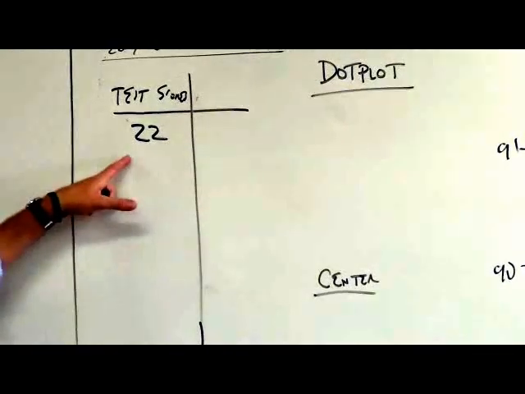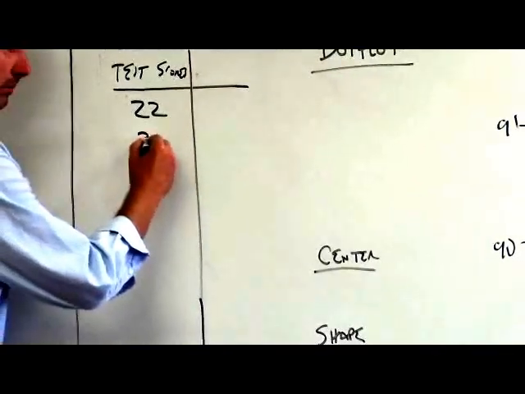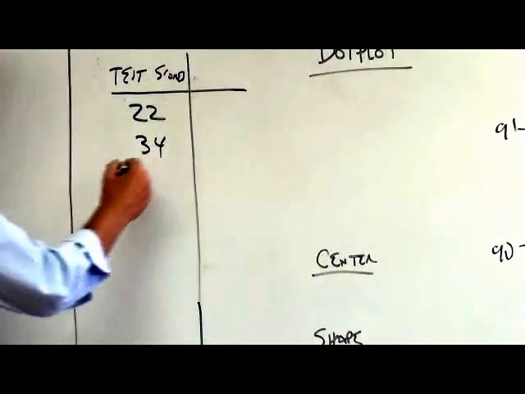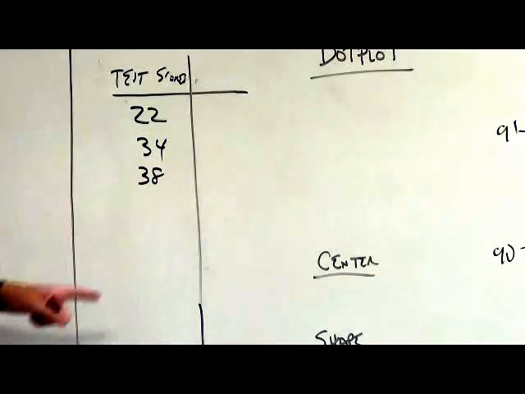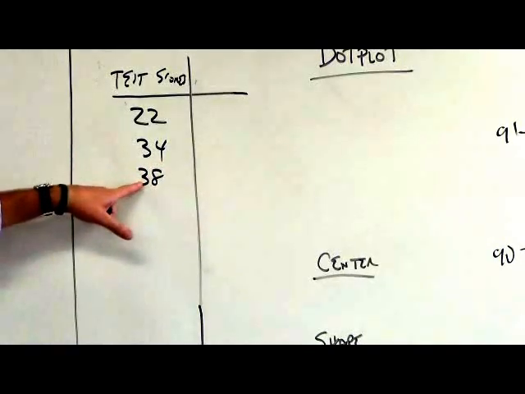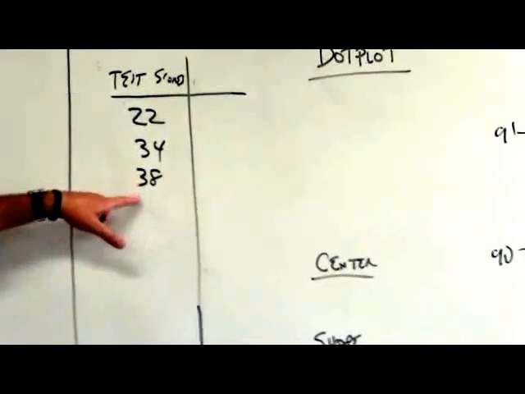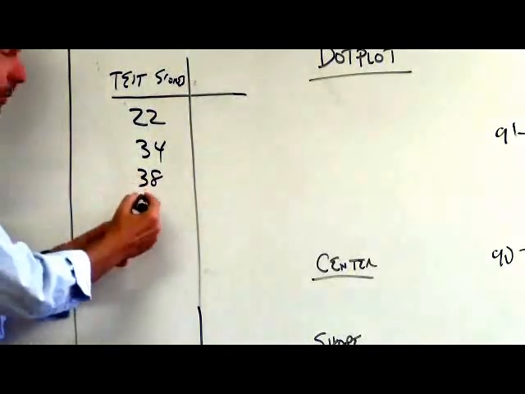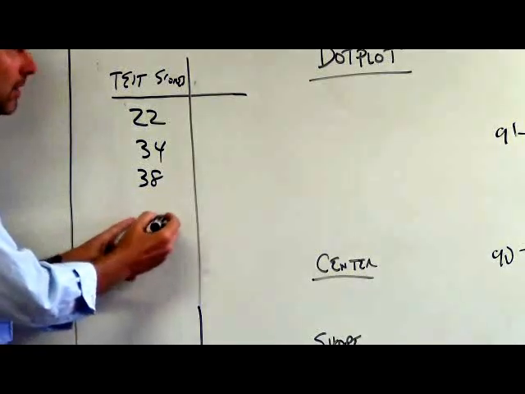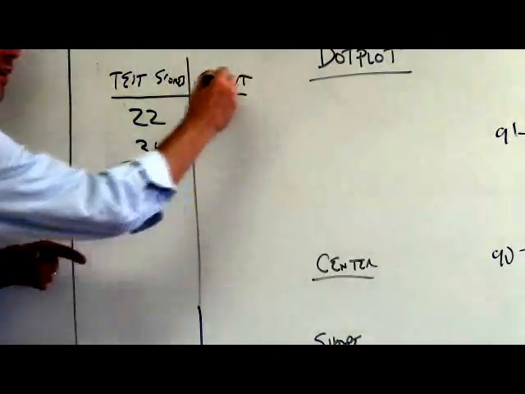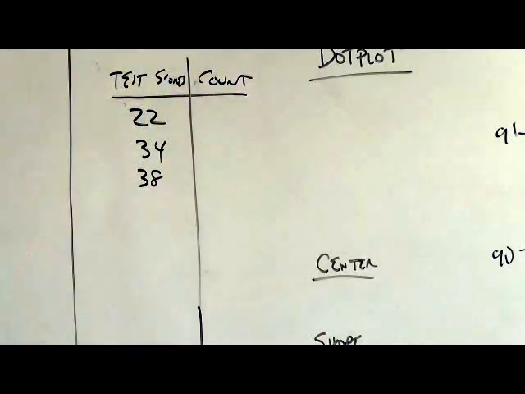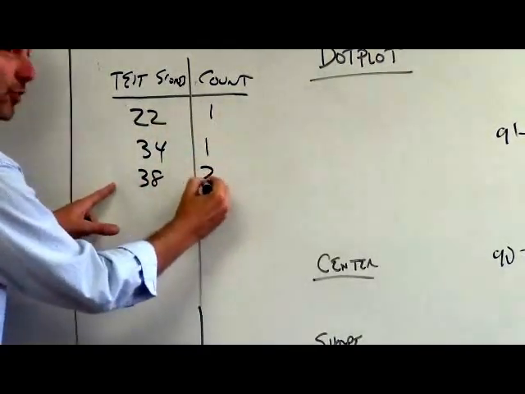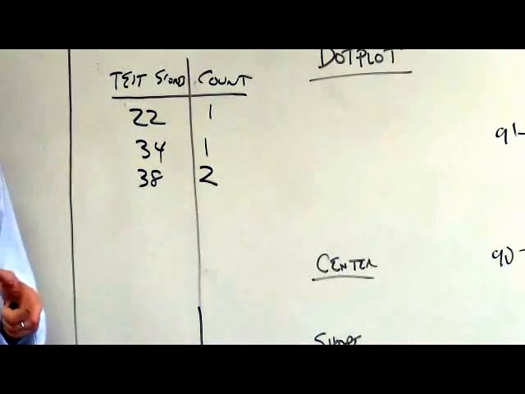So what goes here? 22. What's the next one? 34. Good. What's the next one? 38. Good. 43. 38, another 38. So do we write another 38 here? No. Remember what this is for? We count how many of them there are. So there was one of these, we write two here. There were two 38s.